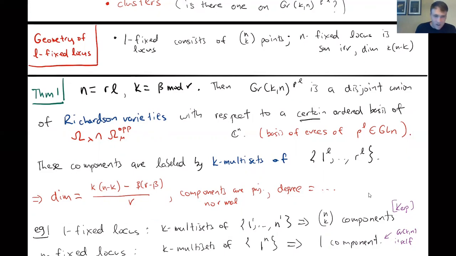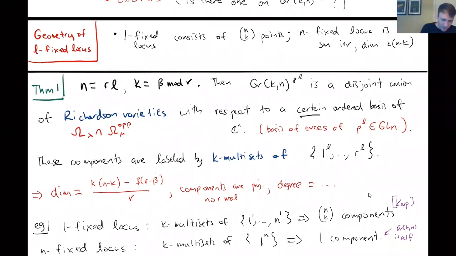Interestingly, the correction factor is the size of a smaller Grassmannian. So beta is always less than R, and this is the size of some other Grassmannian, and you subtract off the size of two Grassmannians and divide by R, and that's the dimension formula. And anyway, okay, since we know everything about Richardson varieties, we know everything about this variety.